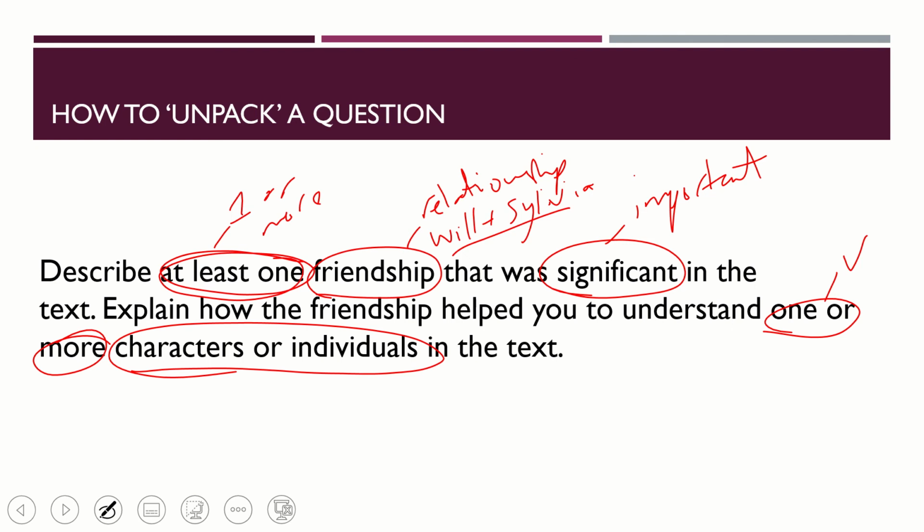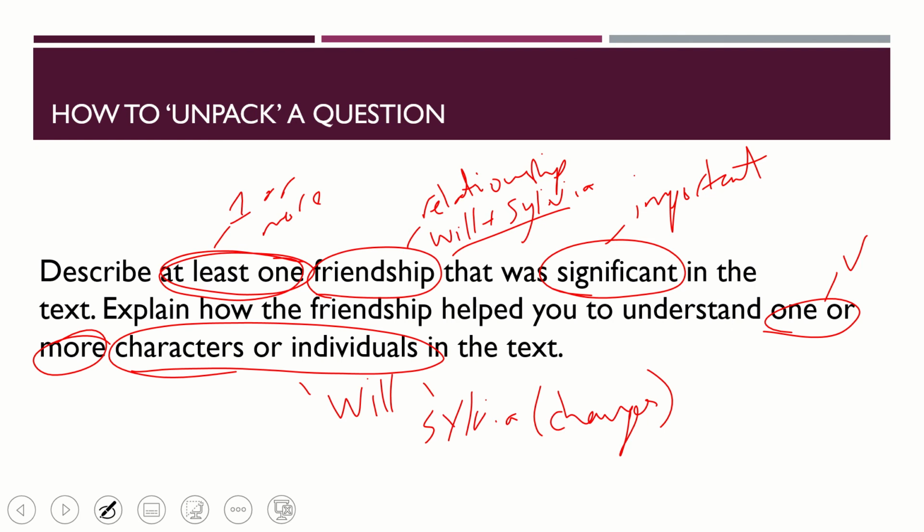Explain how the friendship helped you to understand one or more characters or individuals. Okay, well, their friendship shows us a lot about Will, okay, tells us about Will as a person. It also tells us about Sylvia as a person and how she changes in the text, because Will really changes her. She goes through a change. She's originally like quite spoiled, and then towards the end of the film, she understands her place in the world and how the corrupt nature of her father and his time is kind of hurting people and keeping the cycle of poverty going.